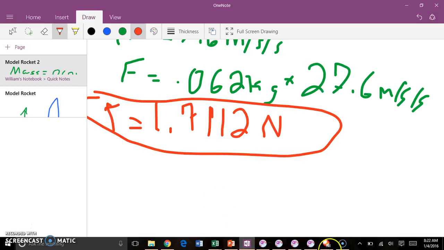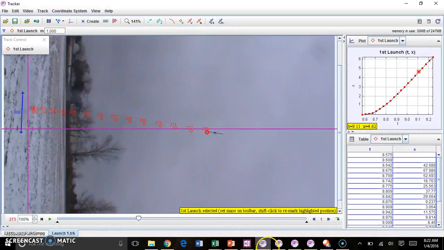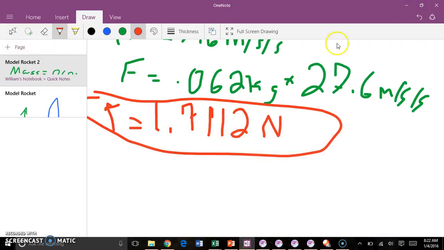Now keep in mind, two of these launches I did away from the camera, and two I did towards the camera. The wind didn't help, and then also there's air resistance that I didn't factor in. All in all, that's pretty close to what the actual chart says.